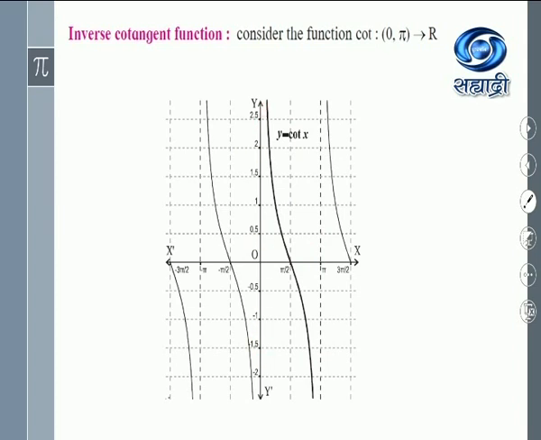Now from the graph it is clear that this graph never touches the y-axis or the lines which are parallel to the y-axis. Therefore, these points we exclude, which is nothing but the open interval 0 to pi. Now this branch, if I draw the vertical lines, those vertical lines cut the graph every time in only one point. Therefore, the function is a one-one function, and it is already onto. Therefore, for this branch within this interval, we can define the inverse function.